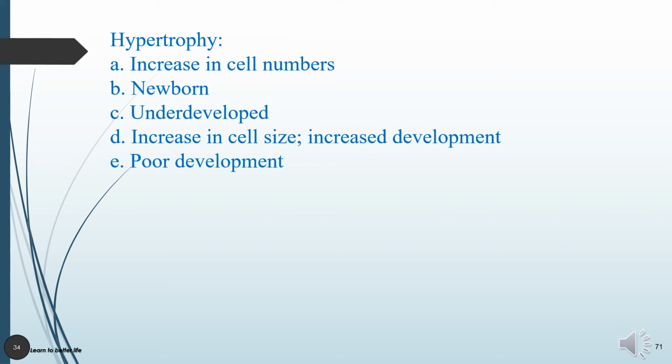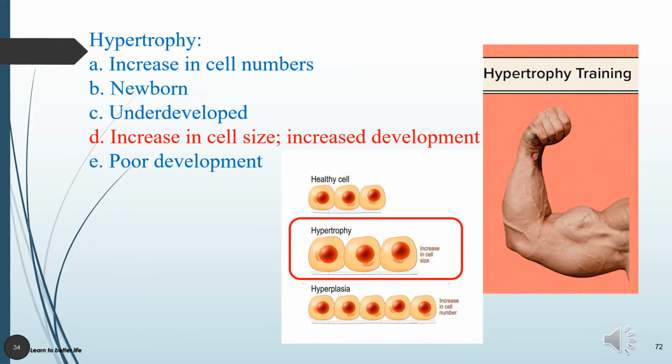Hypertrophy. A. Increase in cell numbers. B. Newborn. C. Underdeveloped. D. Increase in cell size, increased development. E. Poor development. The answer is D. Increase in cell size, increased development.